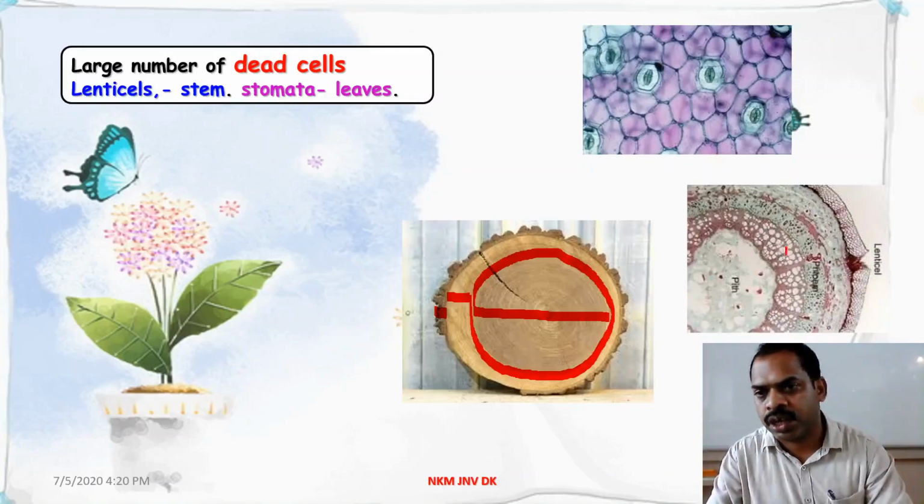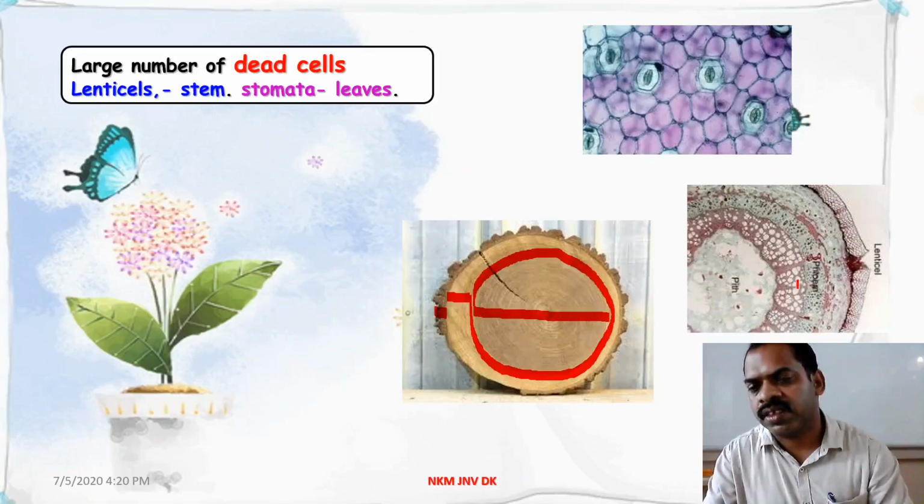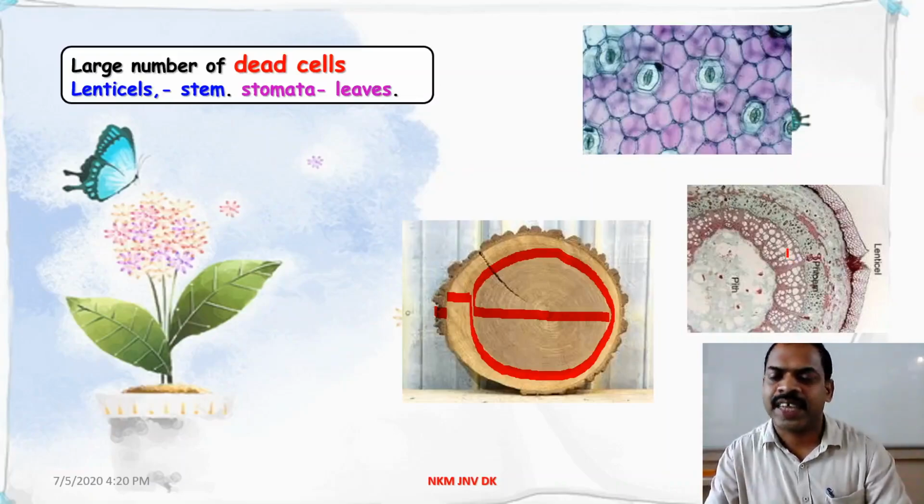You can see again here the xylem. When you studied xylem and phloem, of the 4 types of cells in xylem, 3 are dead. Only xylem parenchyma is living.